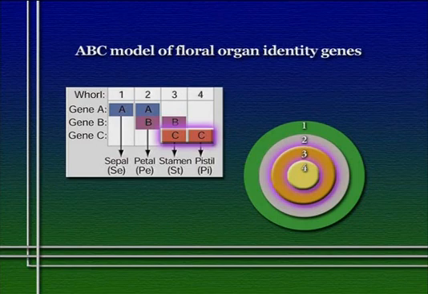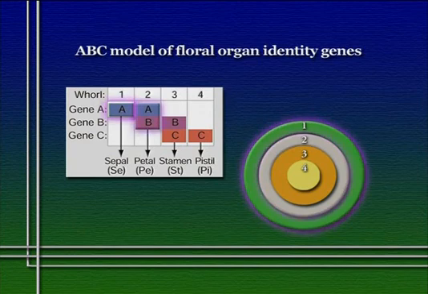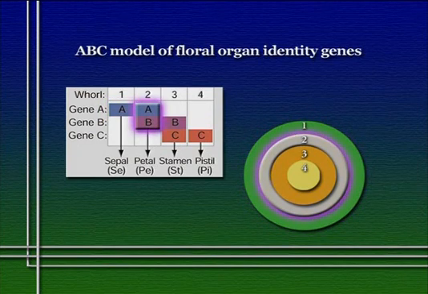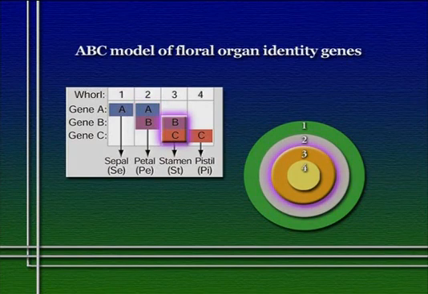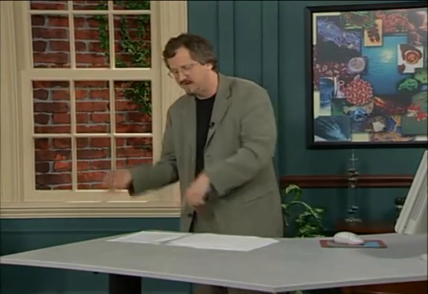So we have in the outermost ring only gene A expressed, and presumably if only gene A is expressed, that triggers the development of sepals, the outermost organ. In the next ring in, we have gene A and B expressed, which triggers the development of petals. And then if we go 1 more ring in, we have B and C expressed together, which triggers the development of stamens. And in the innermost ring, we have only C, which triggers the development of carpels or pistils. Now, there's one more assumption that this model makes, and that is that gene A's product inhibits the production of gene C's product and vice versa.